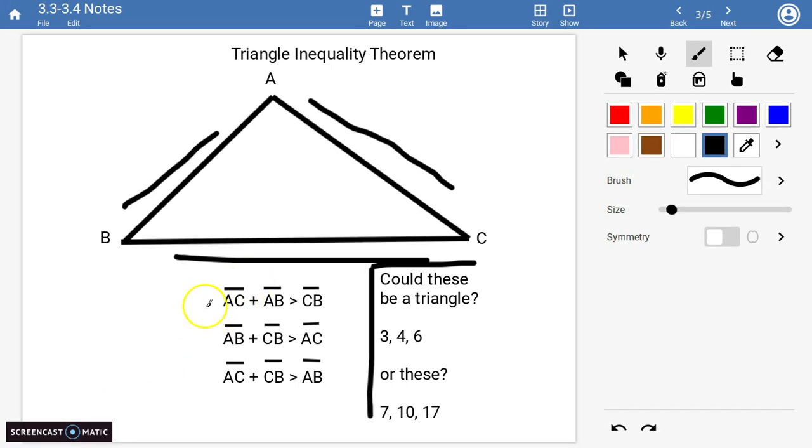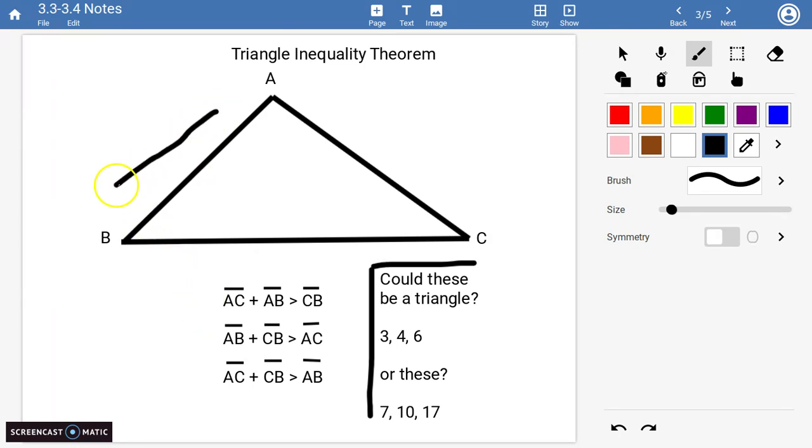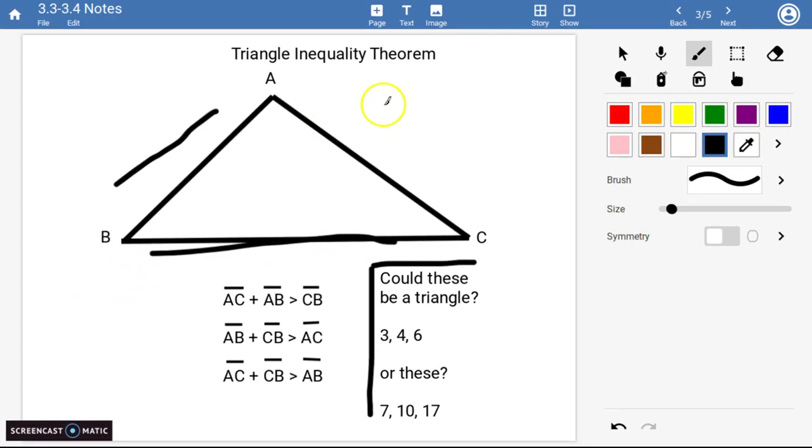And then also AB plus CB is going to be greater than AC. And the last one is AC plus CB is going to be greater than AB. So pretty much any 2 given lengths have to add up to be greater than the remaining length.